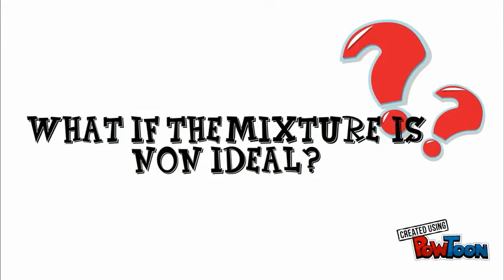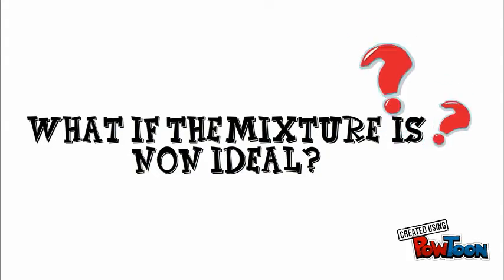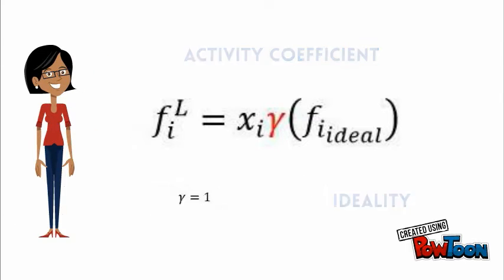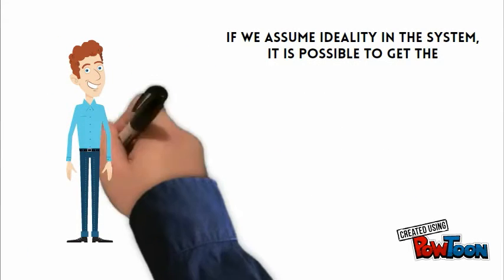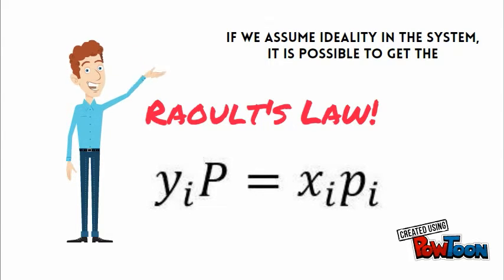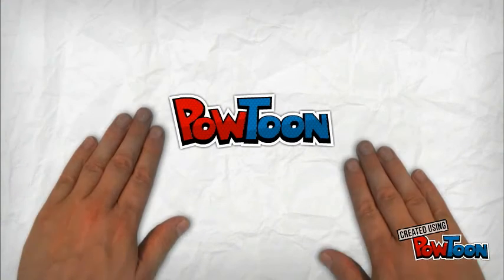What if the mixture is non-ideal? Well, then we have the activity coefficient, a term that corrects the deviation of the mixture from ideality. If it's 1, we can assume ideality in the system, and it's possible to get Raoult's law.